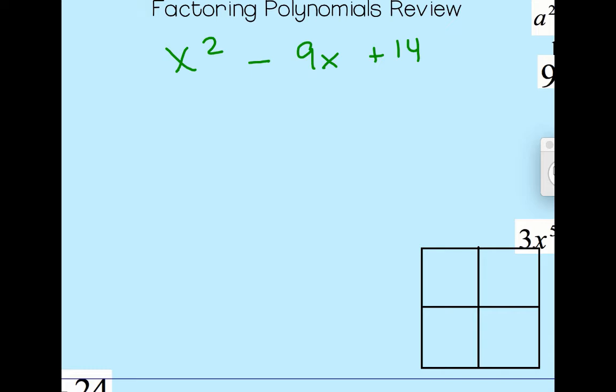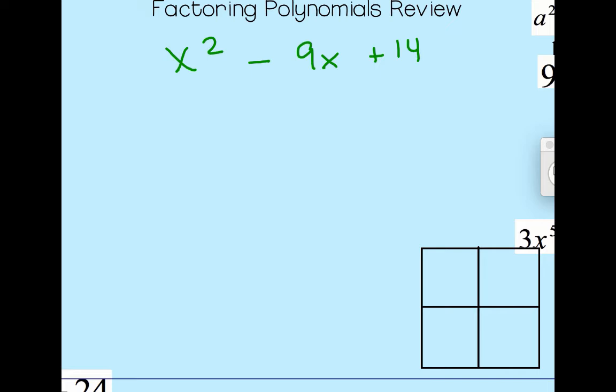So let's go ahead and look at factoring a quadratic. This quadratic is quadratic because the exponent is 2, and one of the things we know about it is it's a trinomial. There's no common factor, so I can't use that method. So I'm going to have another way of doing this.